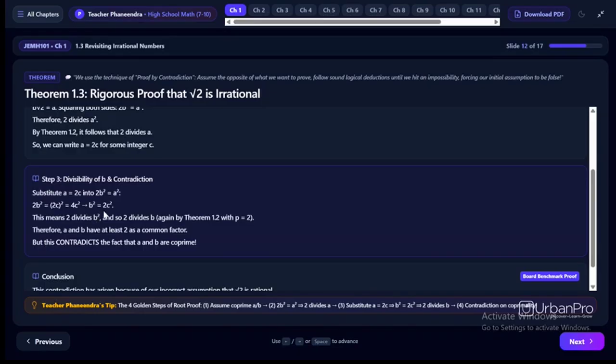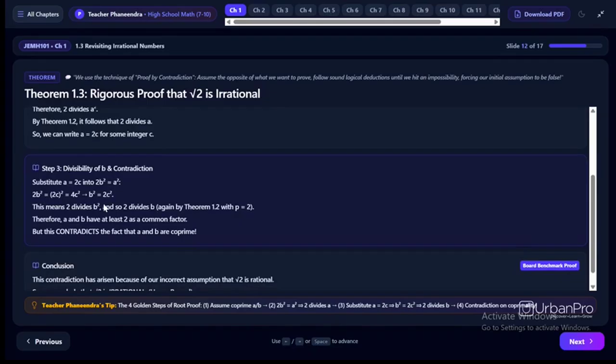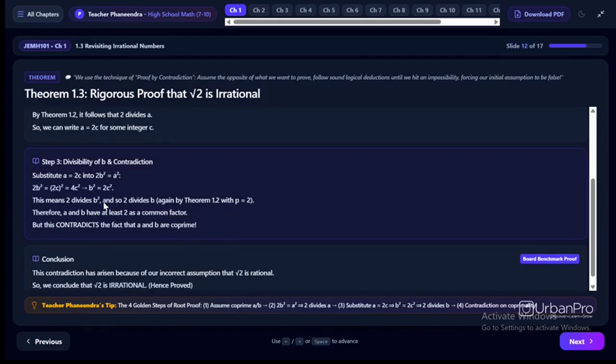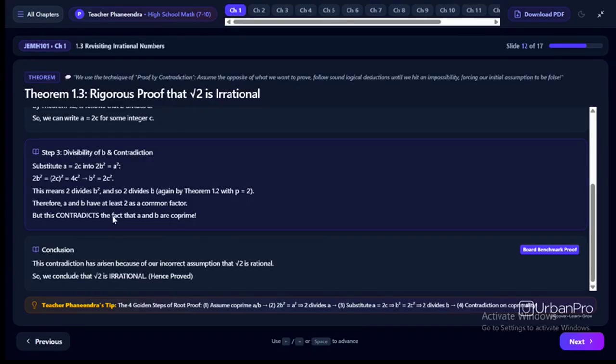Again, apply Theorem 1.2. So B square is equal to 2C square. Since these are all integers, B square should have 2 as one of the prime factors. But what we assumed is that A and B are co-prime. What we are getting as the outcome is that A has 2 as a prime factor, and B also has 2 as a prime factor. So our assumption is wrong. What is the conclusion? Since our assumption that root 2 is a rational number is wrong, that indicates root 2 is an irrational number.